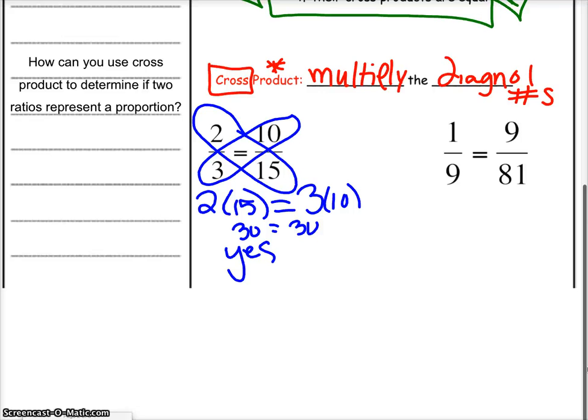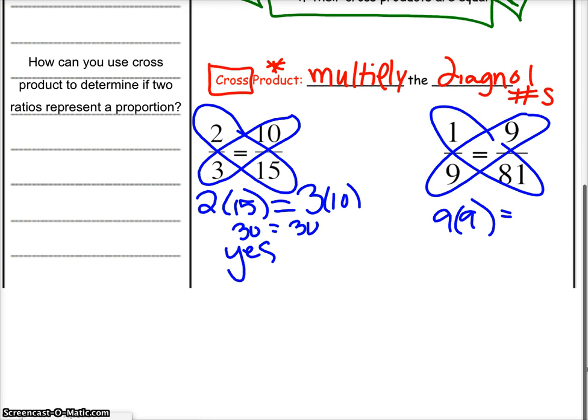Next one, again, checking the cross product. Now some of you, here's how easy the first two strategies are. You could simplify this into 1/9, they're equal, they're a proportion. You could use strategy number 1, where you see if you can times both of them by something to get the other fraction. Yes, I can. It's a proportion. But what you really need to utilize for these is cross product. Does 9 times 9 equal 1 times 81? Yes. It doesn't matter which diagonal you use first. You can use any diagonal you choose first.